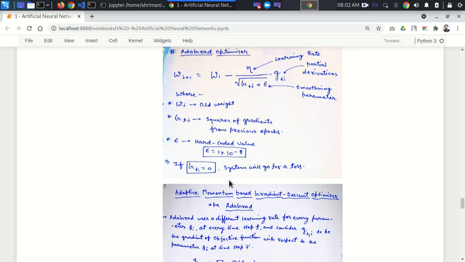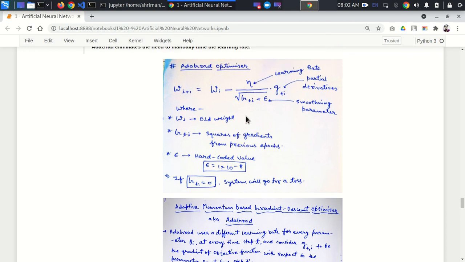The system will go for a toss, and to avoid those things, people have introduced an epsilon parameter, a smoothing parameter. Even if this is equal to 0, this will give you some kind of value, and then you will be able to give any numerical value here after doing the square root operation, and in that case you are going to get something here.